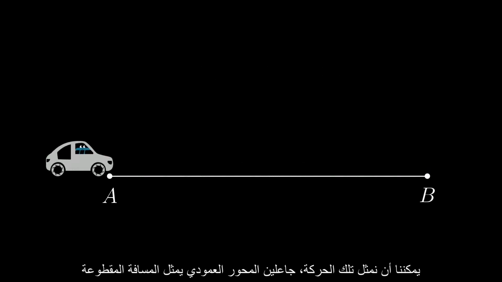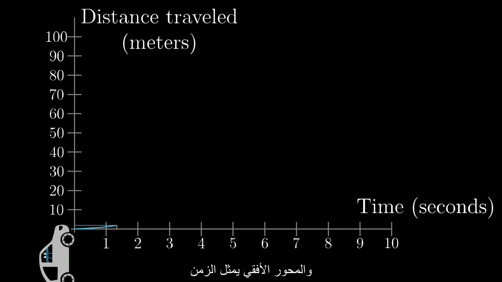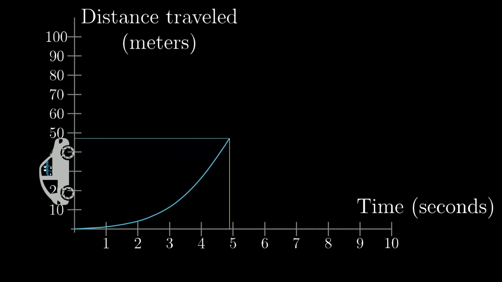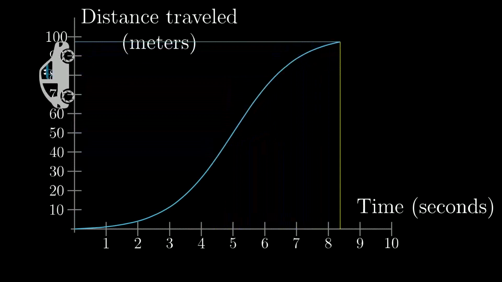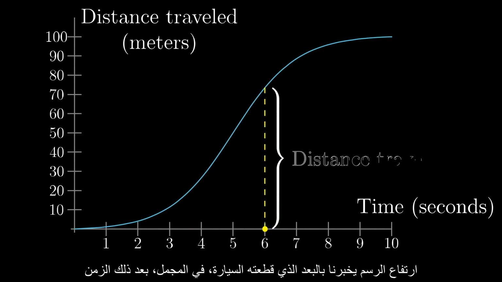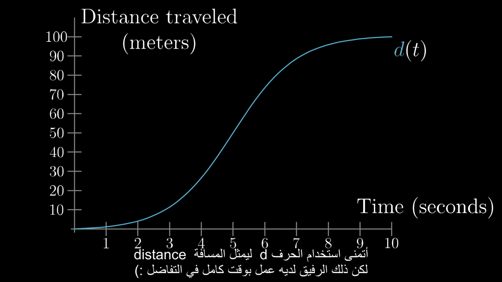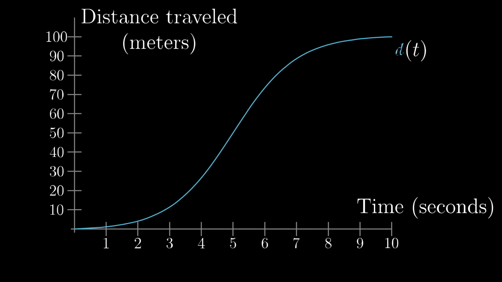We could graph this motion, letting the vertical axis represent the distance traveled and the horizontal axis represent time. So at each time t, represented with a point somewhere on this horizontal axis, the height of the graph tells us how far the car has traveled in total after that amount of time. It's pretty common to name a distance function like this s of t. I would use the letter d for distance, but that guy already has another full-time job in calculus.